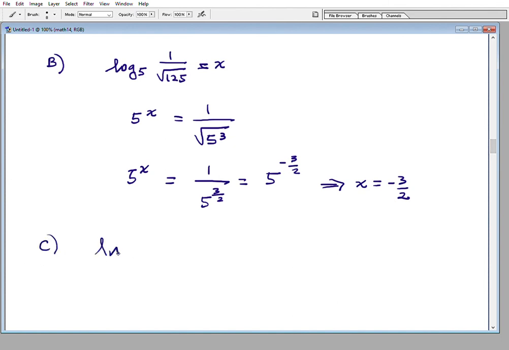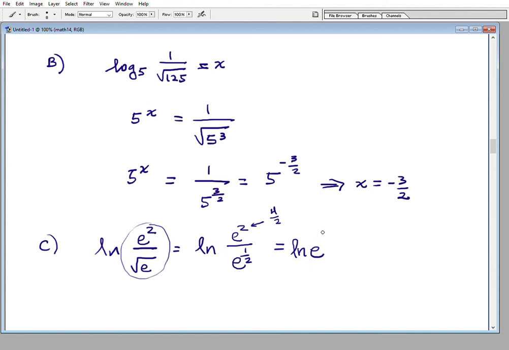Let's say we have something like this. All right, so here, there are two ways you can do this. You can write this as e to a power. All right, so this is e squared, and this is e to the 1/2. We can just subtract those. Okay, 2 is equal to, in fraction form, 4 over 2, so this would be ln e to the 3/2. Now again, ln and e are inverses, so we just get the 3/2.